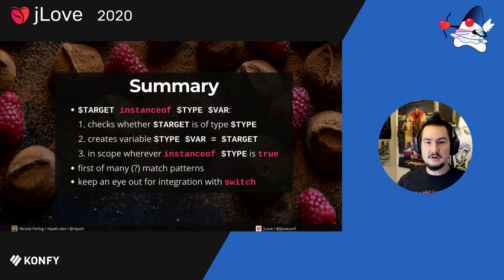So in summary, you have this target operator, which is instanceof, and then a type and a variable, and it checks whether the target is indeed of that type. If it is, it declares a new variable of that name and assigns it to the target with the cast. And you can use that variable wherever the instanceof type check is true. There will probably be more patterns, or many, I don't know yet. And we'll have to keep an eye out on how this will integrate with switch in the future.